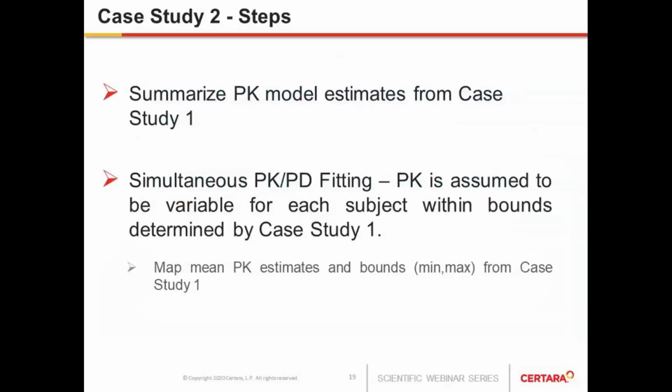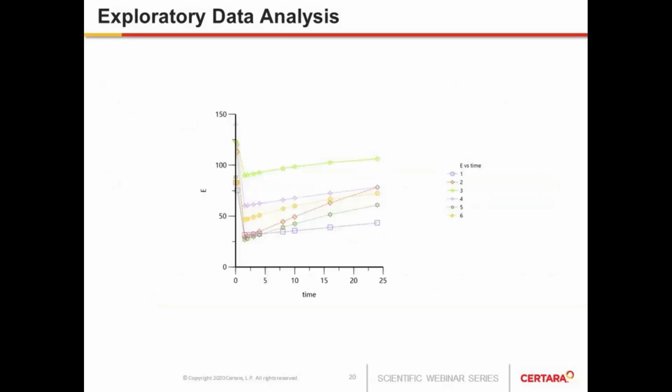So the PK is not fixed to a mean, but instead it is allowed to range within the bounds in the case study 1. So you'll be using the max and minimum of the theta value as a bound in this case. And then the second step is simultaneously fitting your PK and PD. And PK is assumed to be variable for each subject within the bounds. Under the map menu, for PK estimates and bound we will be using the min-max option.